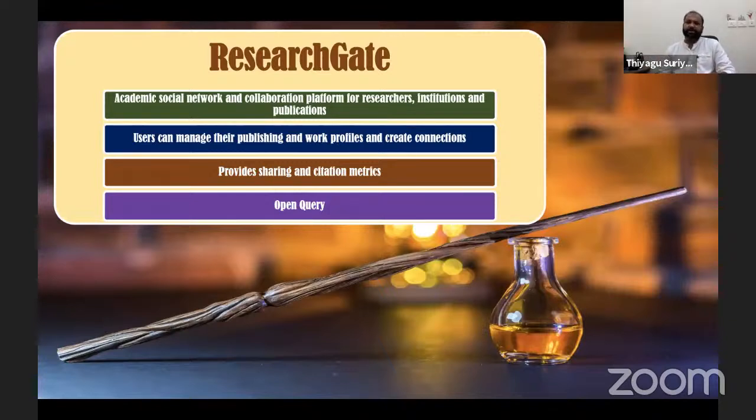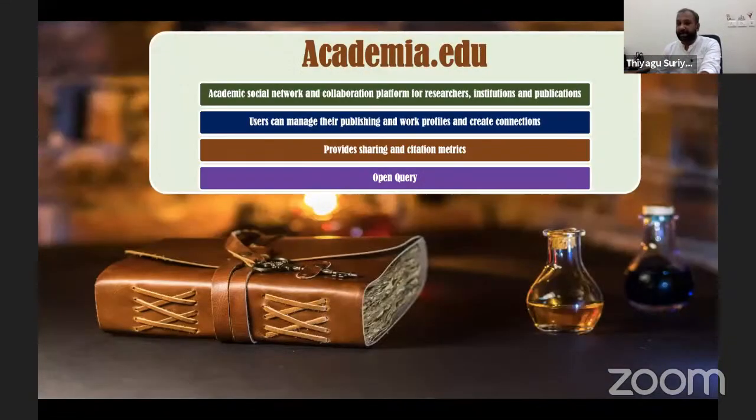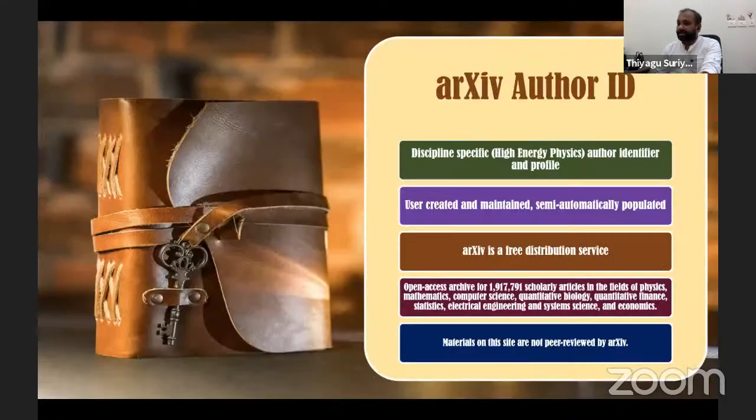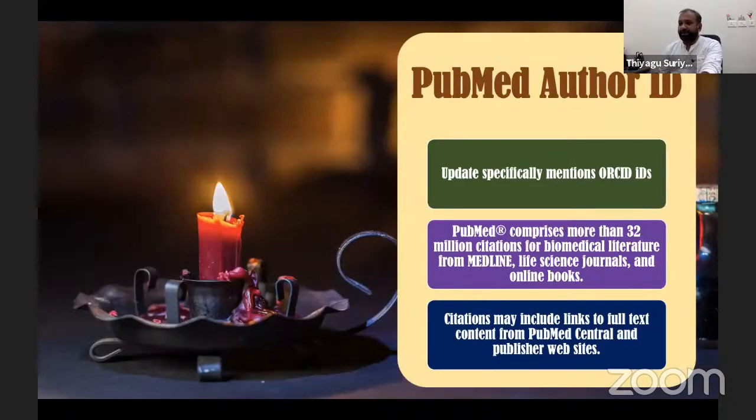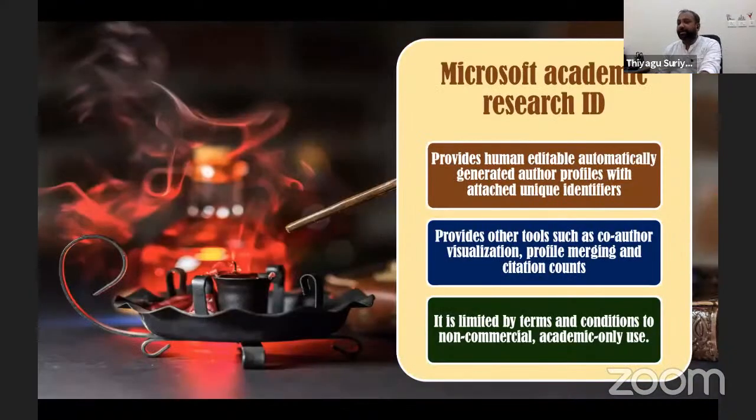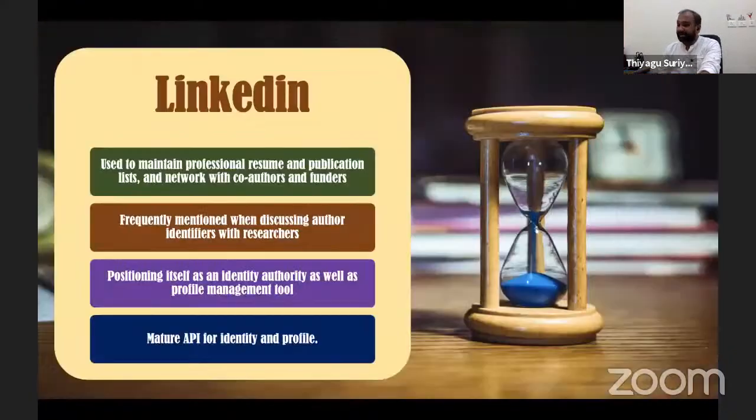But what we can do is convert that hard copy into soft copy. We have to upload it into ResearchGate and Academia. From this, we can enhance our citations and other things. Then Academia.edu. Then the next tool is arXiv author ID. Then next is Publons author services, then PubMed author ID and Microsoft Academic Research ID, then LinkedIn.